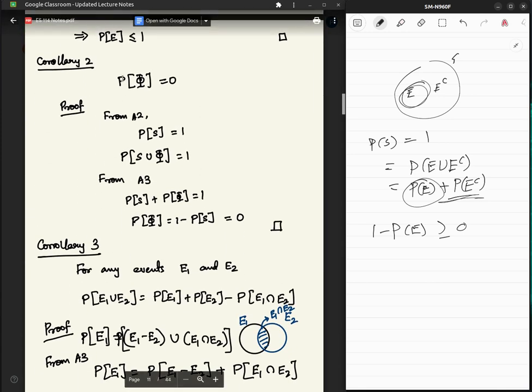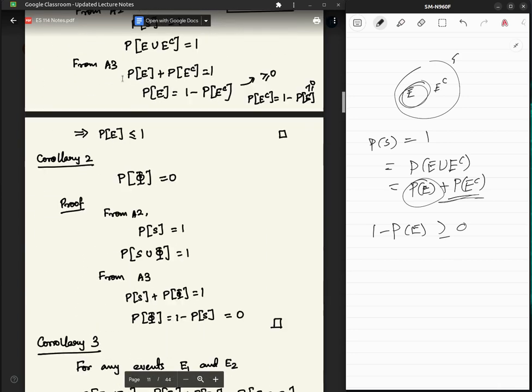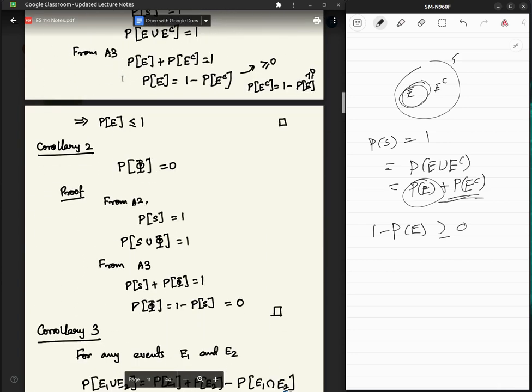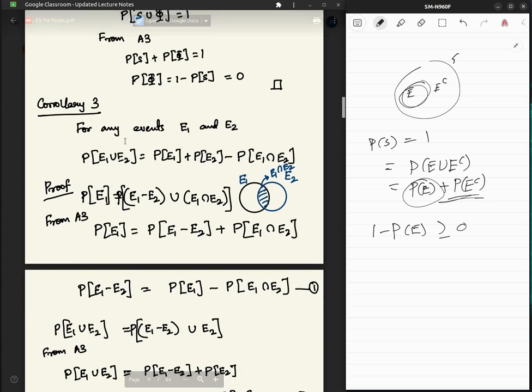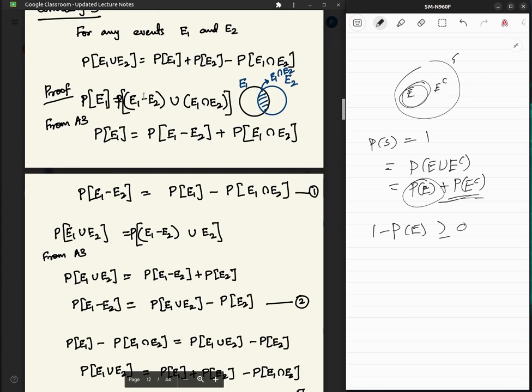Corollary 2: the probability of the null set is equal to 0. The same thing, in fact, except that now EC is just S itself. So the probability of S is actually 1. The 1s cancel out, and you just get the probability of E equal to 0. The same stuff happening over there as well. Corollary 3: for any events E1, E2, the probability of E1 union E2 equals the probability of E1 plus E2 minus the probability of E1 intersection E2. Okay, all that stuff.